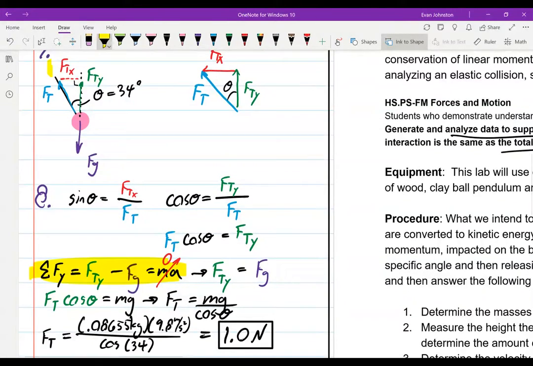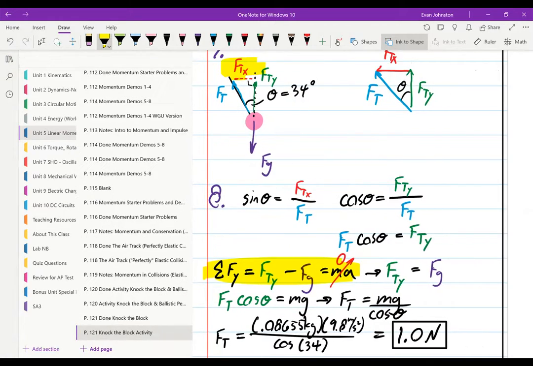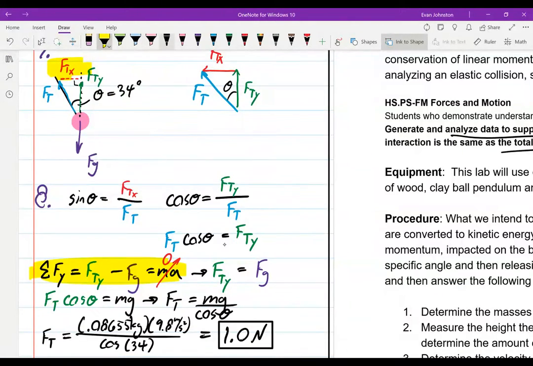If we look at the picture here, I could have done the same thing for the x, and please don't actually write this, but if I wanted to do the same with the x, I would have said the sum of forces in the x direction is equal to force tension in the x, and that would be it. And then we'd have to say that's equal to m times a, and we don't know the acceleration, and we don't know force tension in the x, and so we have two unknowns, and so it goes nowhere.